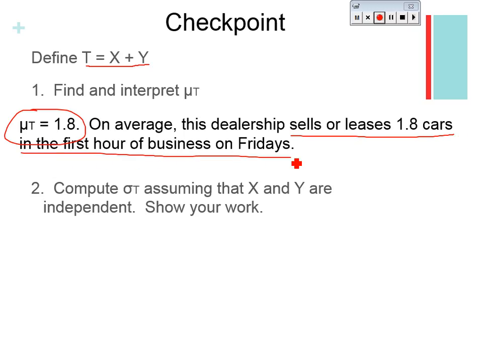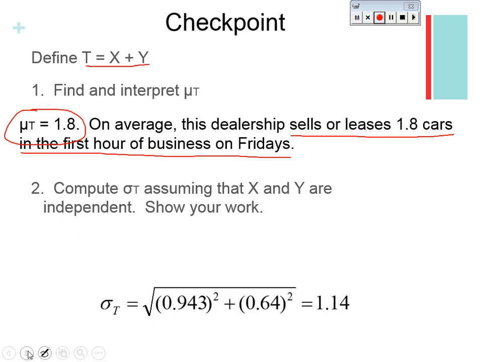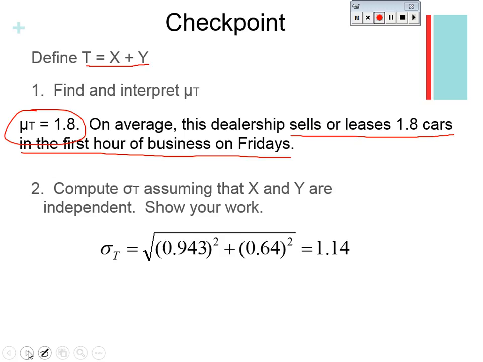Then to compute the standard deviation, assuming that X and Y are independent of each other, what I'm going to do here is take the square root of the standard deviation of the amount of cars that are sold squared, plus the standard deviation of the amount of cars that are leased squared, and when I add those up and take the square root, this comes out to be roughly 1.14.